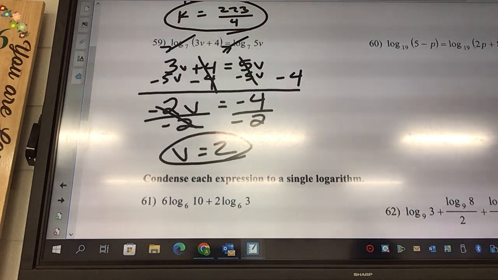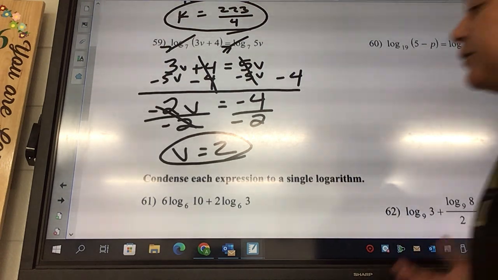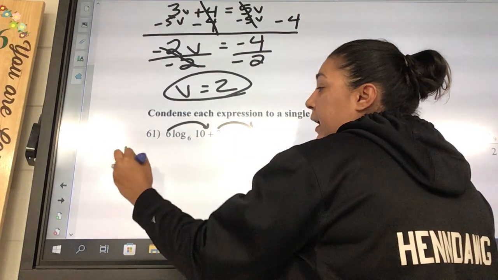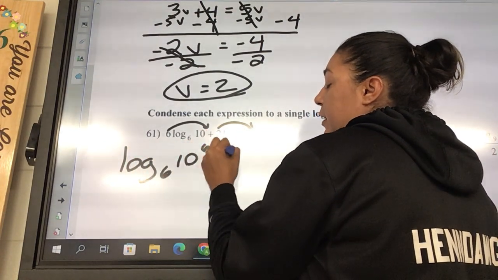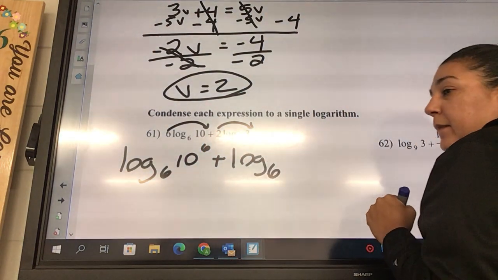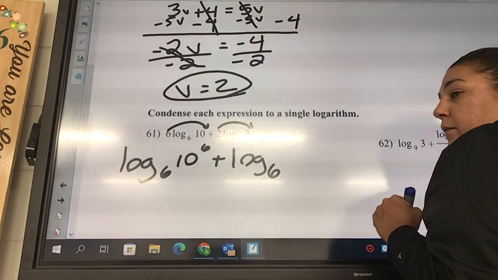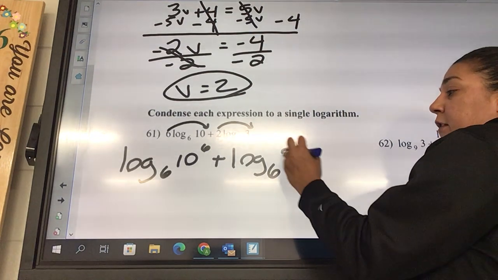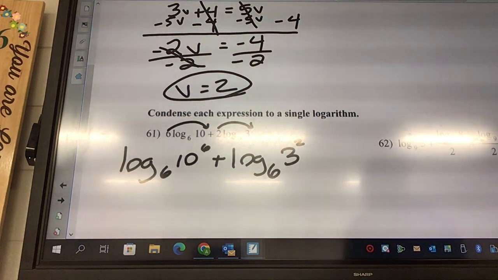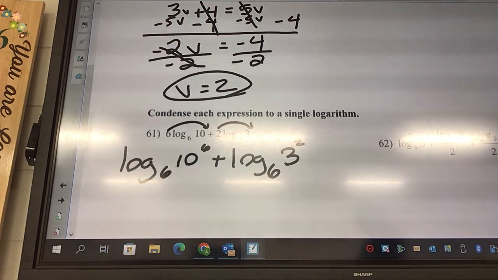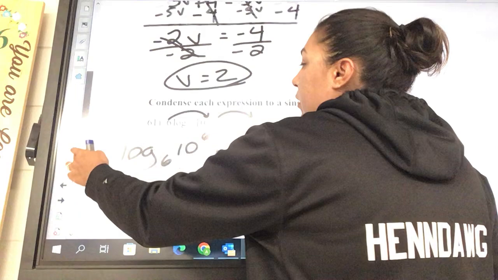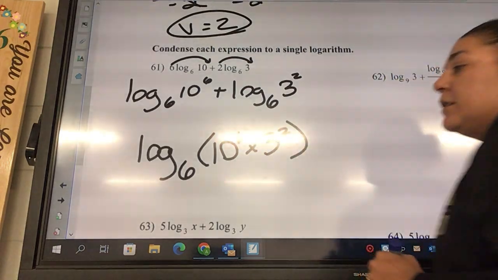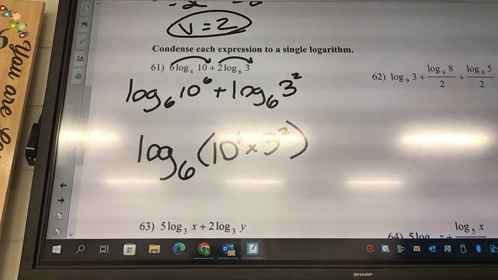Okay, for condensing. Your very first thing is to look, is there numbers in the front? Yeah, so that means they're going to get moved to the back. Okay, so this is going to look like log 6 of 10 to the 6th plus log 6 of what? Three to the 2. Okay, what does addition go with? Multiplication. Okay, so now we can say log 6 of 10 to the 6th times 3 to the 2. See how it says only log 6 one time? That means you have condensed it down to a single log.